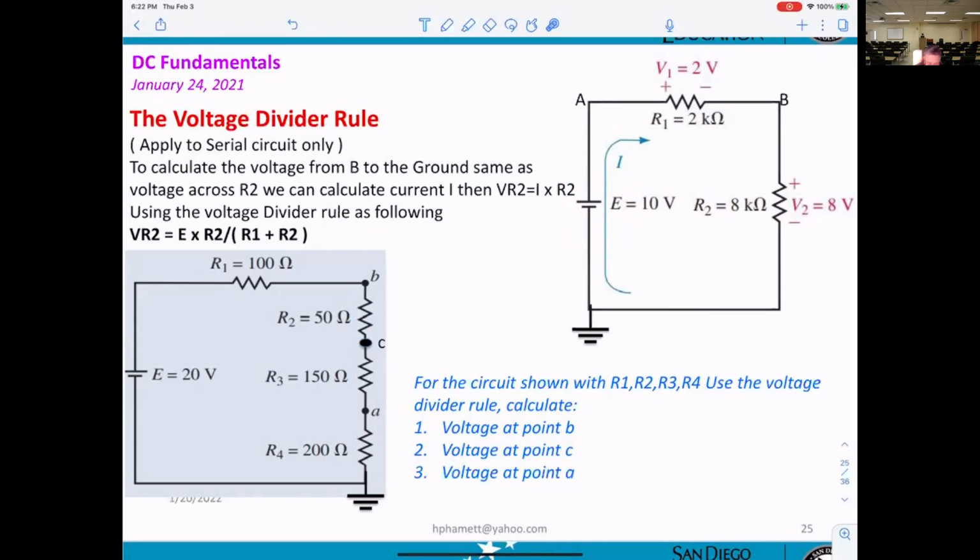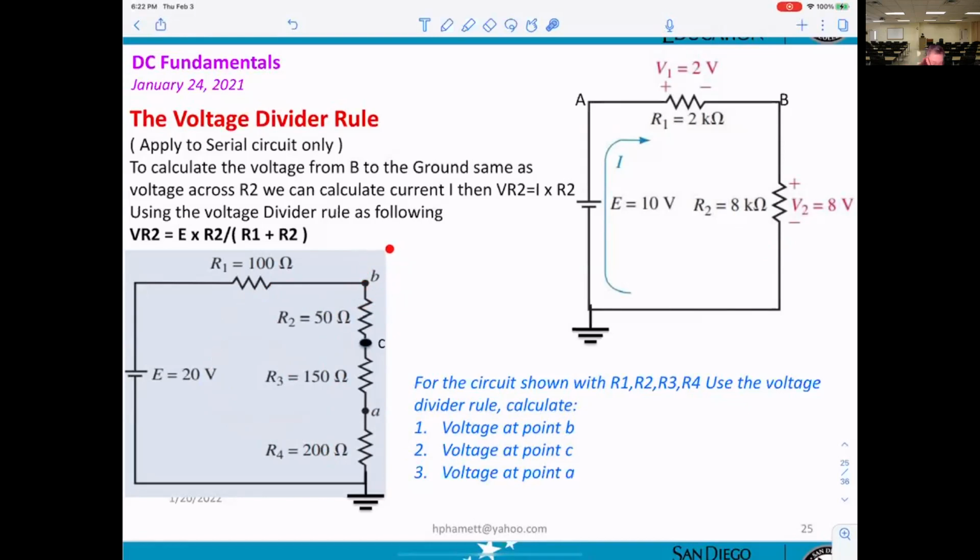You see that? Instead, you have to calculate the current. You don't need it. You can calculate the voltage across that resistor here by voltage divider law. Try to say how much you understand. For this circuitry here, R1, R2, R3, R4, they want the voltage at point B here.